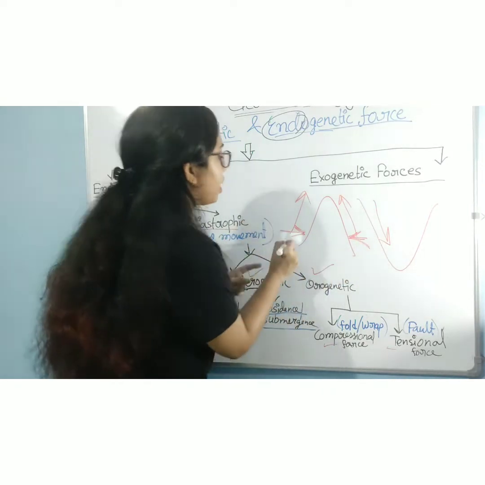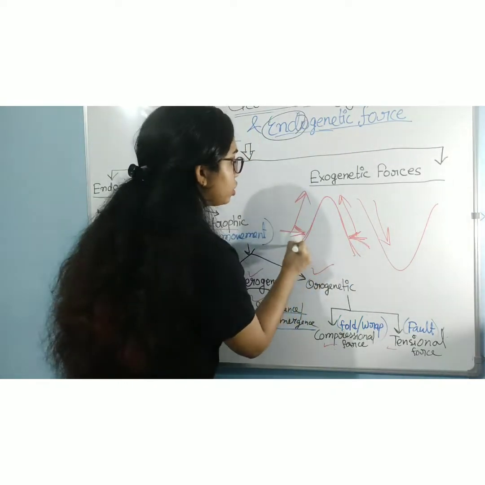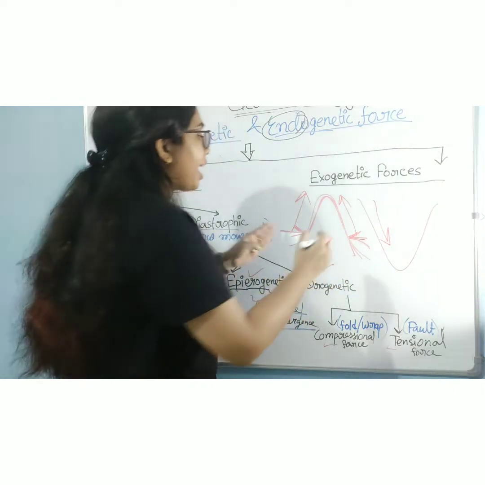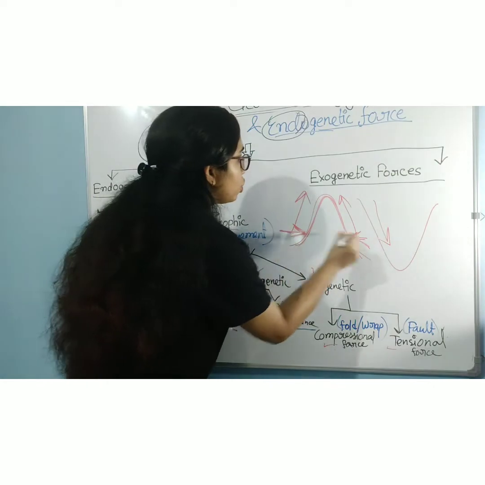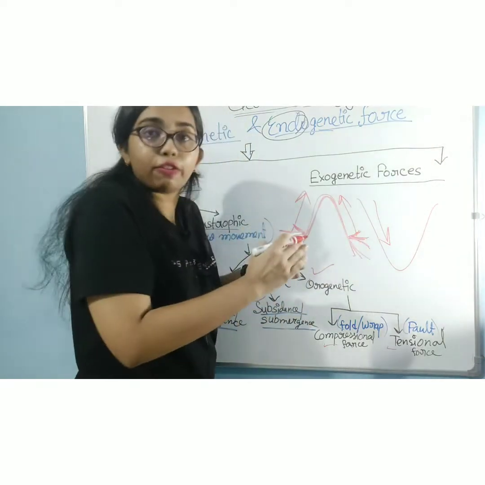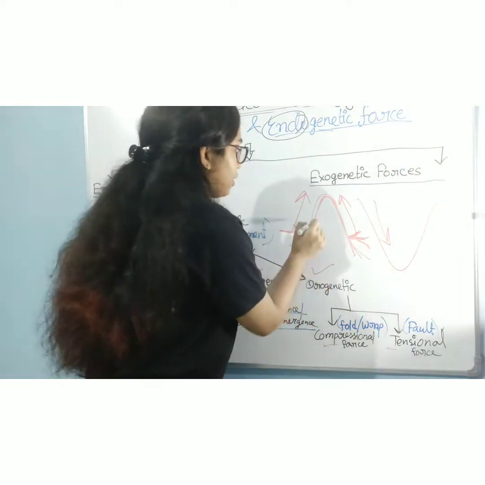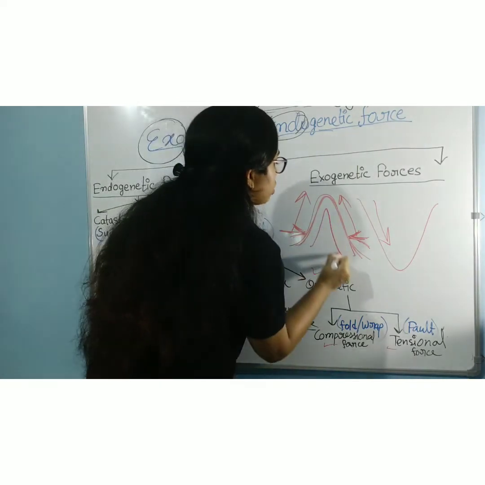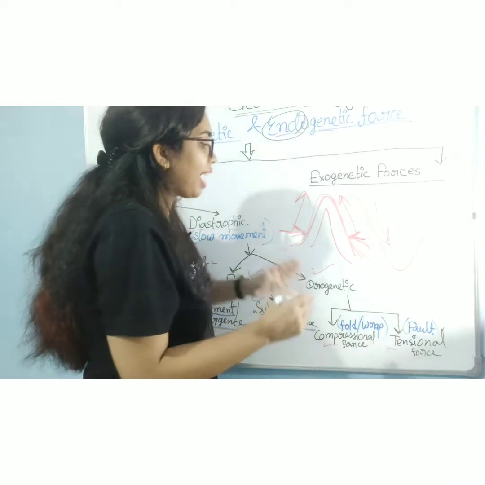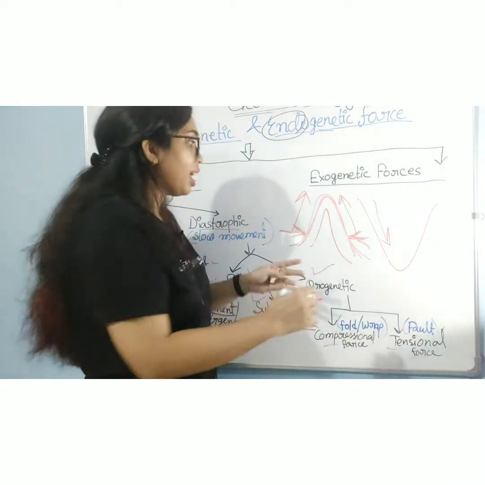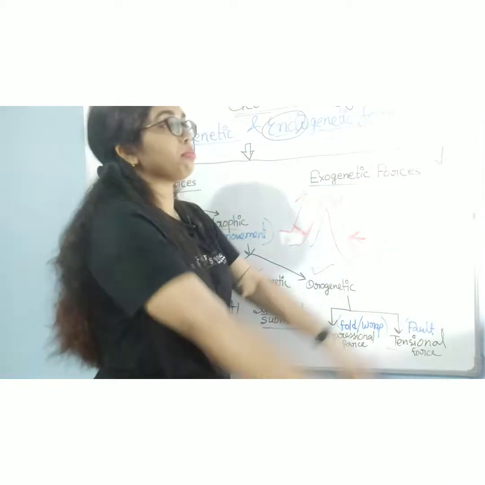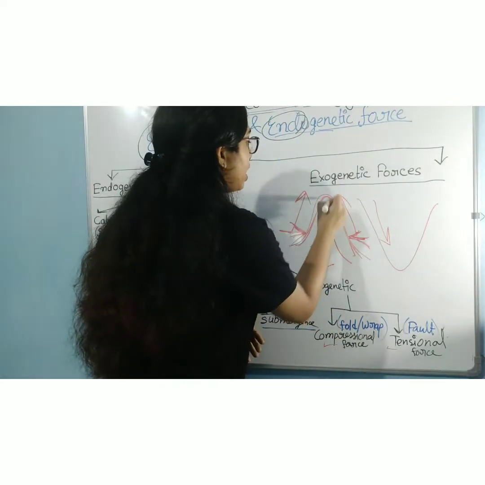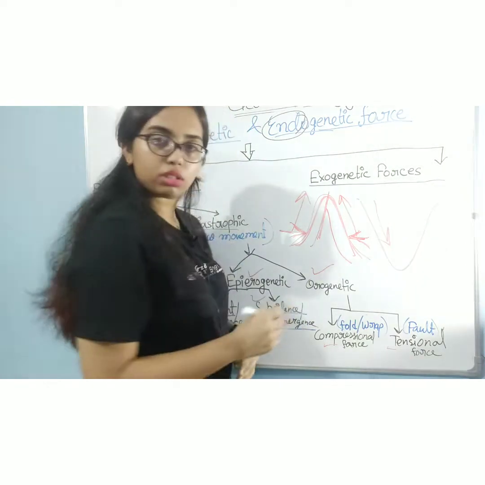Over here, that's why this is generating. This is called fold. Okay, and these two forces are very intensive. So this fold becomes more shrunk. That is called warp. And if the force is more intensive, then we get fault.